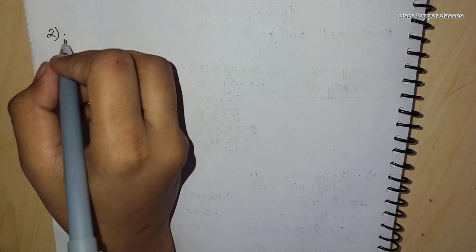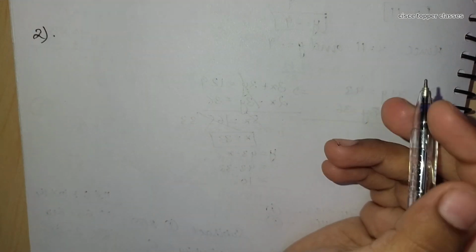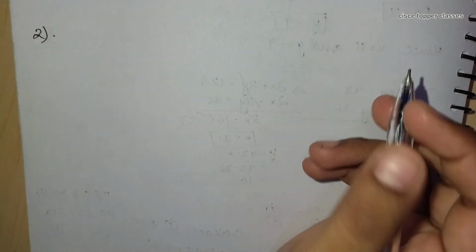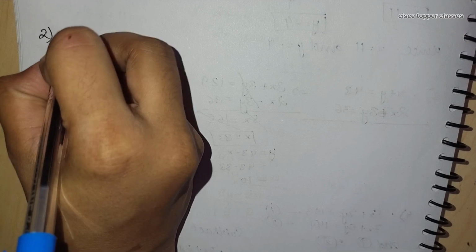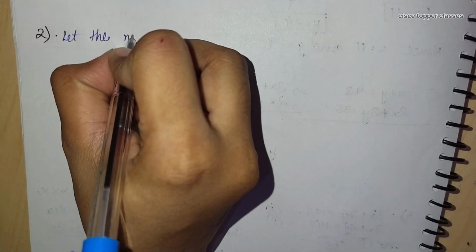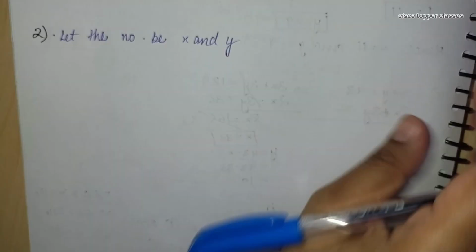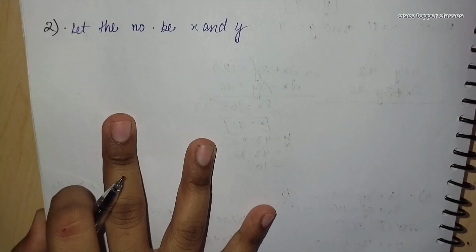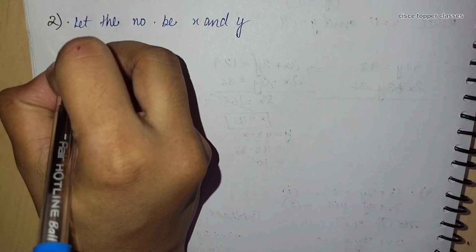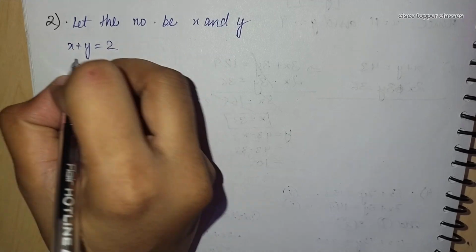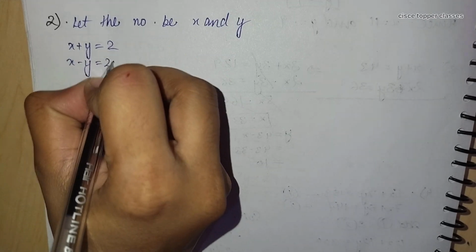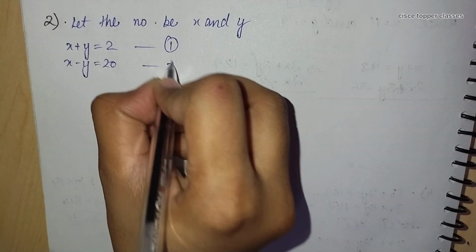Here we are going to solve question number 2. In question number 2, the question says the sum of two numbers is 2 and their difference is 20, we have to find the numbers. Again, let the numbers be x and y, like the previous question which we have solved. So the given information is x plus y is equal to 2 and x minus y is equal to 20. Let it be the first and second equation.